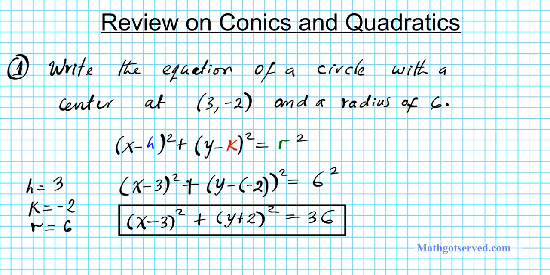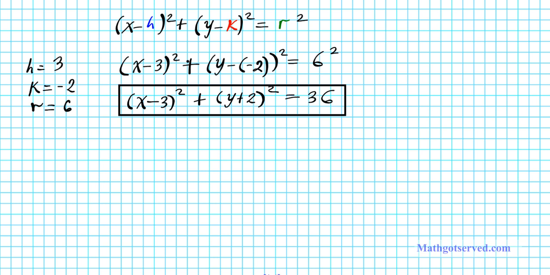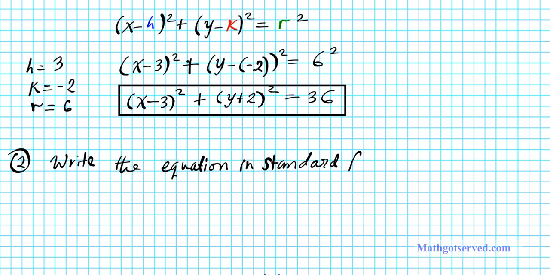All right, let's take a look at question number 2. This is also another question on conics. So for question 2, we are to write the equation in standard form. And the equation is 36x squared plus y squared minus 2y minus 35 equals 0.